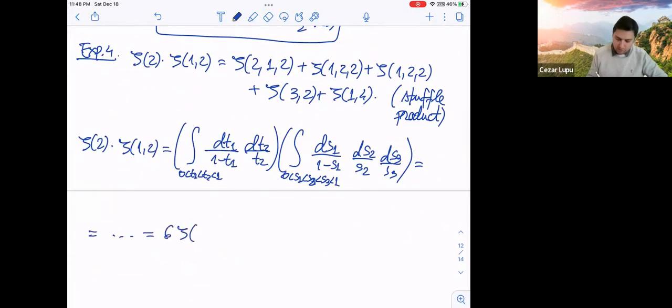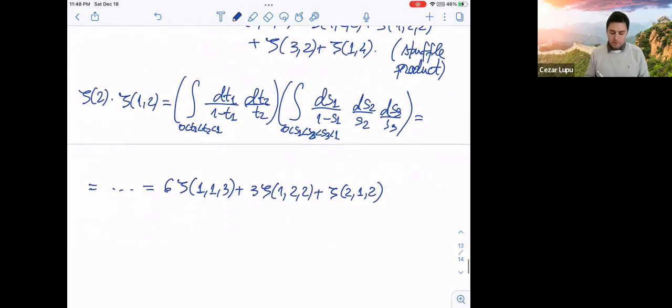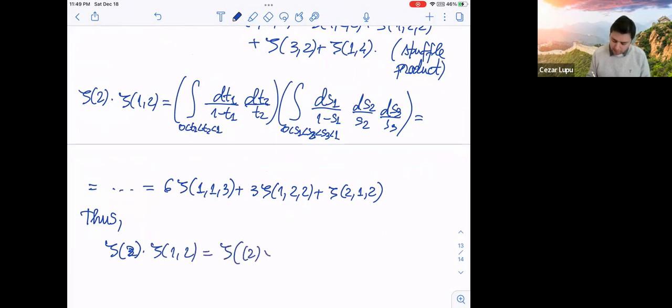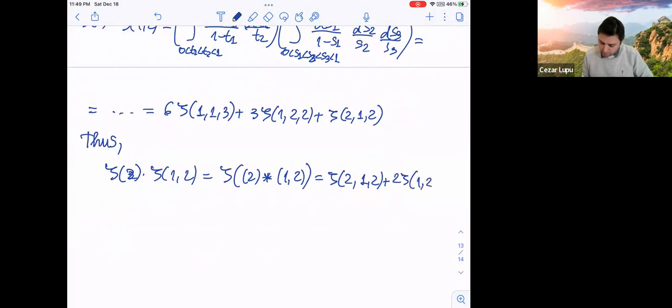And in the same fashion as we did previously, after some computations, this would give us six, so we'll get only triple zeta values, six triple zeta of 1,1,3 plus 3 zeta of 1,2,2 plus zeta of 2,1,2. So in other words, let's write it again. Zeta of 2 times zeta of 1,2, this would be zeta of 2 shuffle 1,2. So this would be triple zeta of 2,1,2 plus 2 zeta of 1,2,2 plus zeta of 3,2 plus zeta of 1,4.